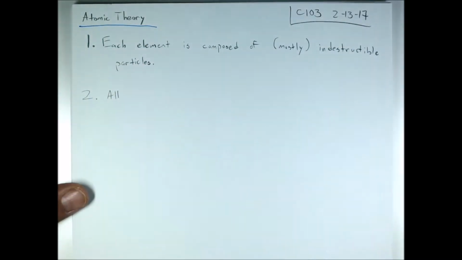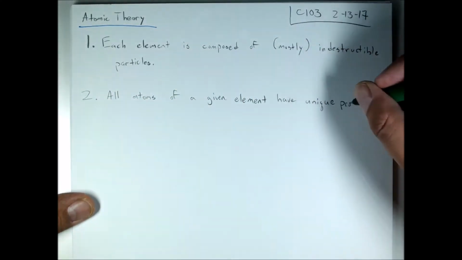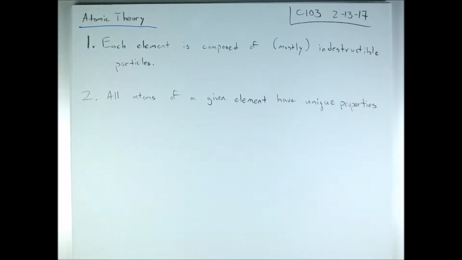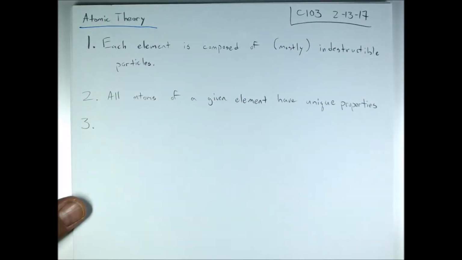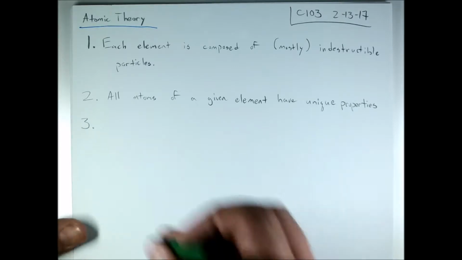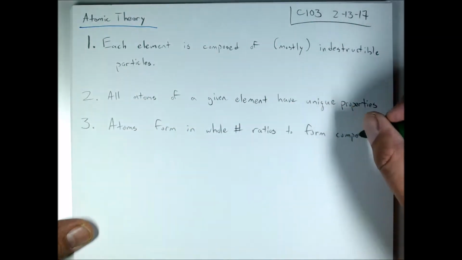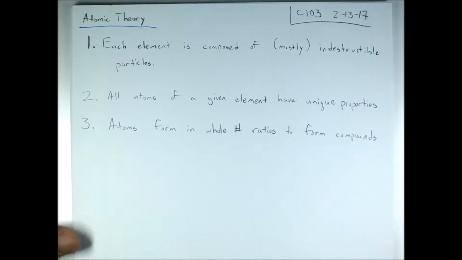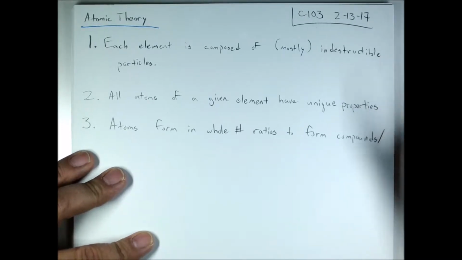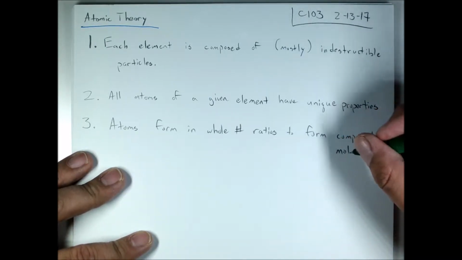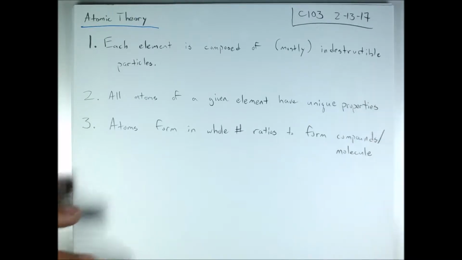A second rule here: all atoms of a given element have unique properties. So for example, if you're taking a look at a sulfur atom, there is nothing else in the universe that is exactly like sulfur. There are things that are similar, but nothing else is sulfur. Only sulfur is sulfur. Or that atoms form in whole number ratios to form compounds. Keep in mind, in chemistry, we like to use the words compounds or molecule interchangeably. So if you ever hear me say the word compound, I may also be referring to a molecule. These words essentially mean the same thing.